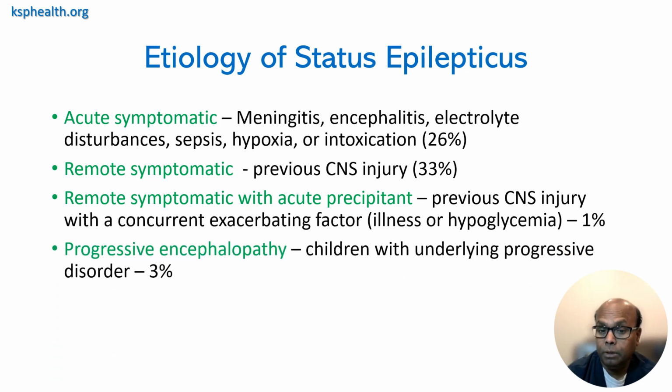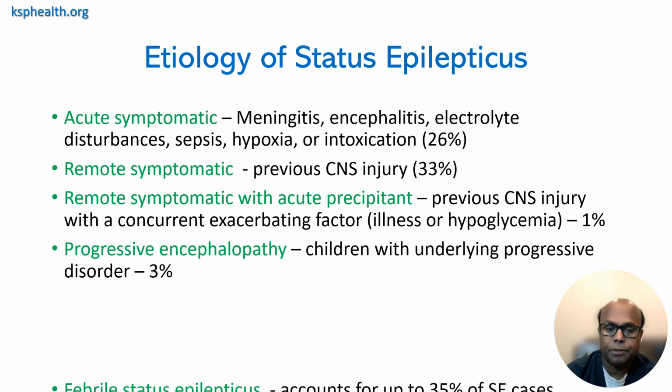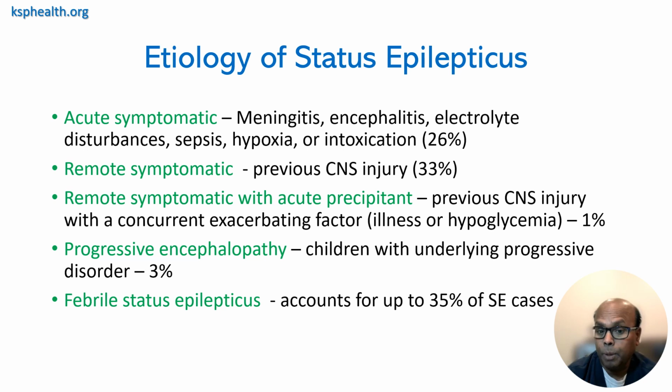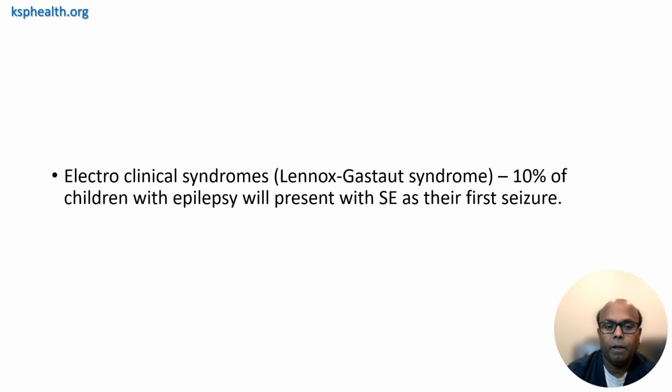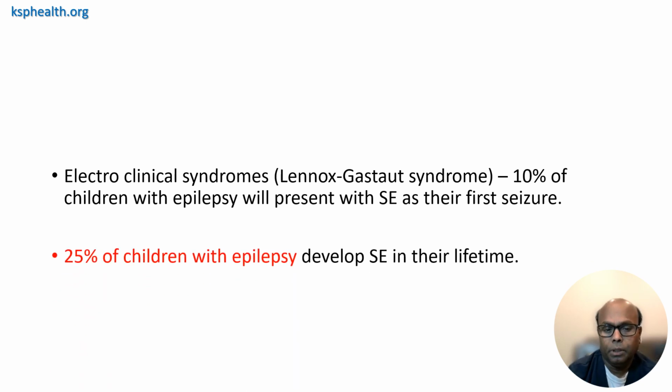Progressive encephalopathy, children with underlying progressive disorder, happens in 3% of statuses. And febrile status epilepticus comprises 35% of status epilepticus, and cryptogenic or unknown reason in 15%. Electroclinical syndromes like Lennox-Gastaut syndrome can present as status epilepticus in 10% of the children. 25% of the children with epilepsy develop status during their lifetime.